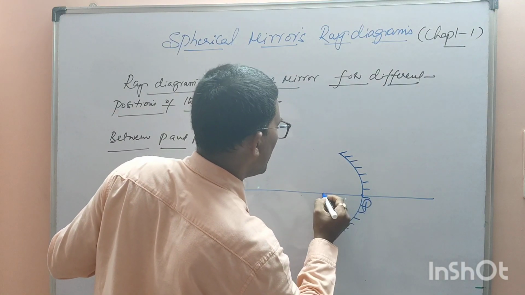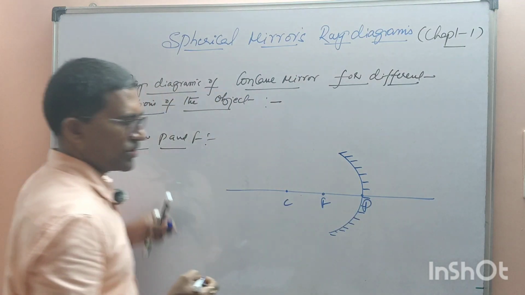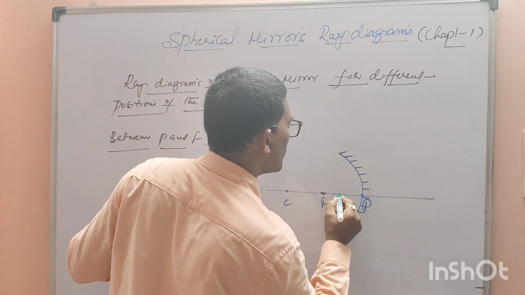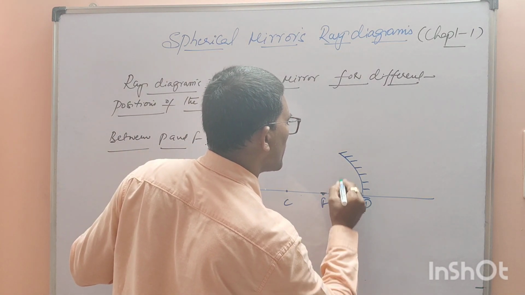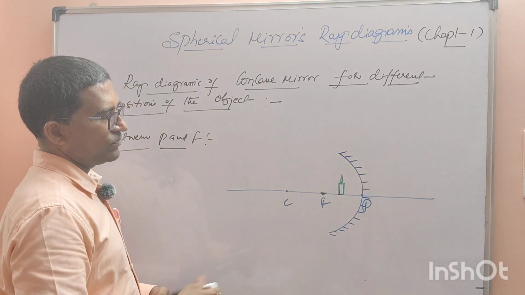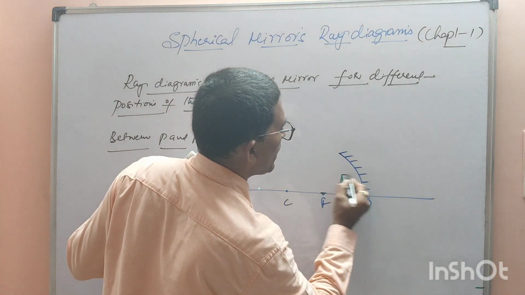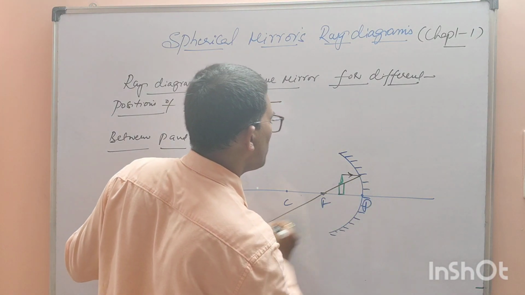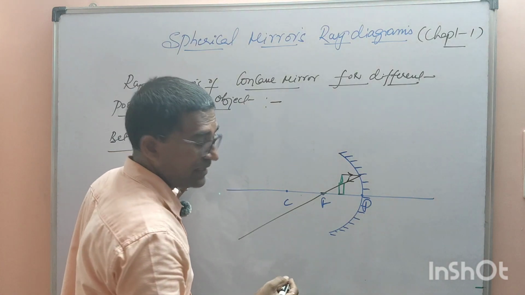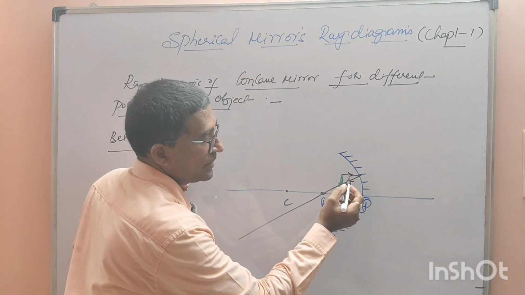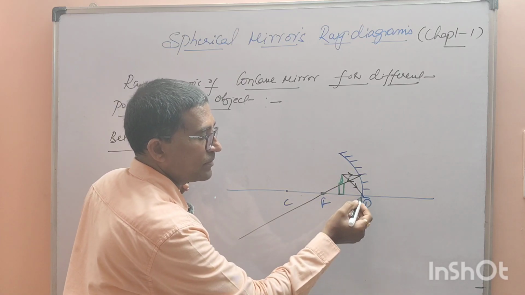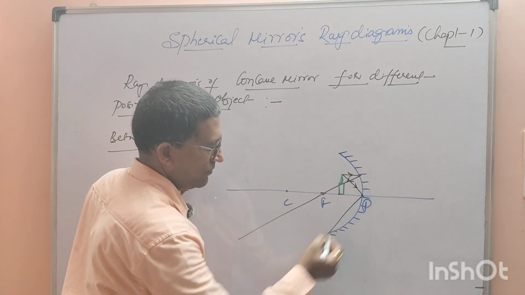This is the pole and this is the focus and this is the center of curvature. Now we are going to place the object between pole and focus. Here I placed the object. Now listen how the rays will behave. The incident ray, as usual, is parallel to the principal axis, after reflection passes through the focus. Second ray you can draw like this, obliquely onto the pole of the mirror, and the reflected ray diverges.